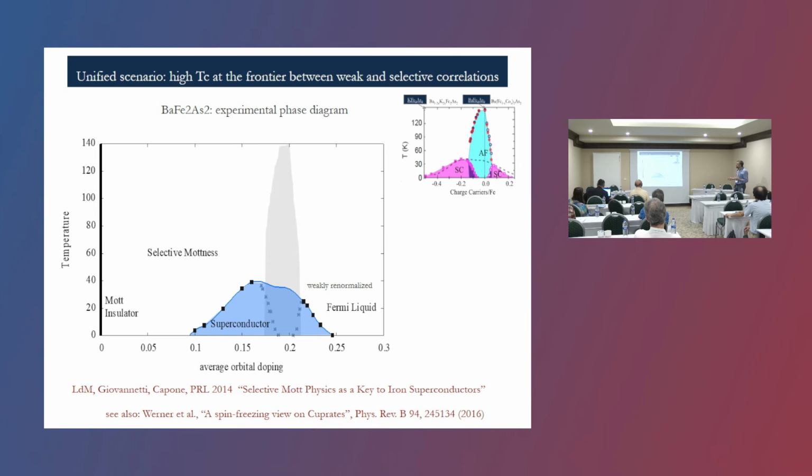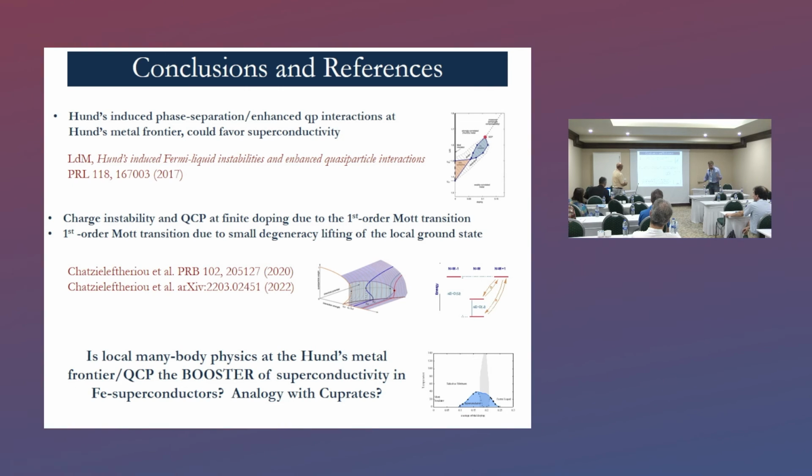So we have a provocative scenario, common for iron-based superconductors and cuprates, in which this is the dome of superconductivity that you will get in the iron-based superconductors if you acknowledge that this antiferromagnetic phase is incidentally produced by the stoichiometric filling. You have a dome of superconductivity in between a weakly correlated Fermi liquid and a strongly correlated selective metal, and all this originates from the Mott insulator that you get at half filling. So these are my conclusions, and sorry for being so short.